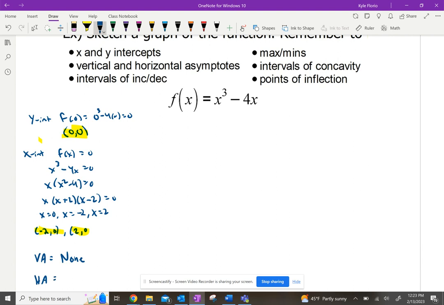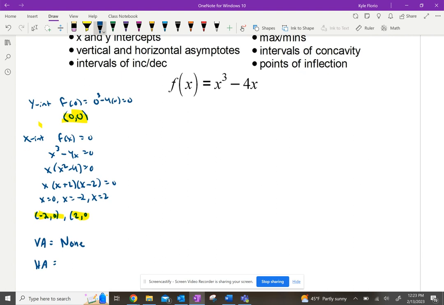Horizontal asymptote. Again, the degree on the bottom is 0. The degree on top is 3. So the degree on top is bigger. There is no horizontal asymptote. Again, it's a cubic. It's going to look something like this. So there's no asymptotes here.